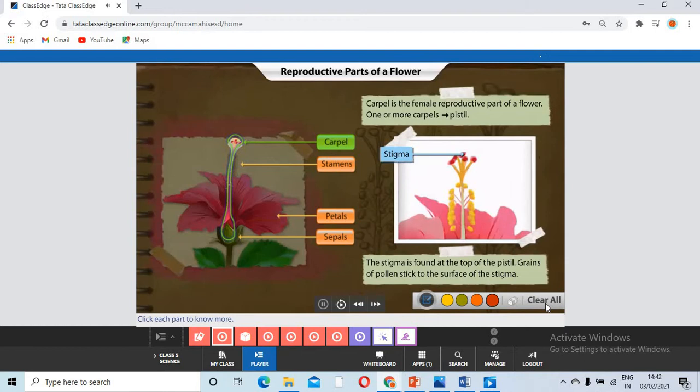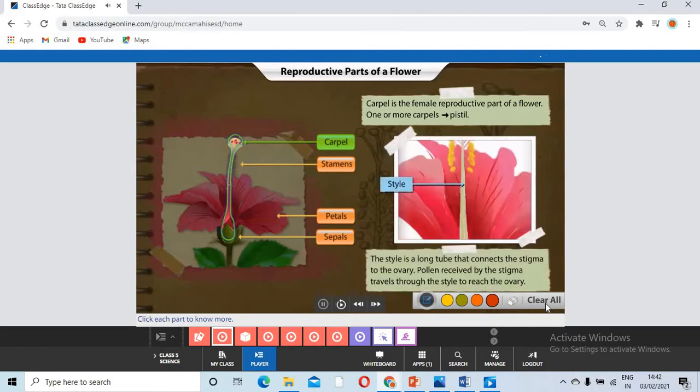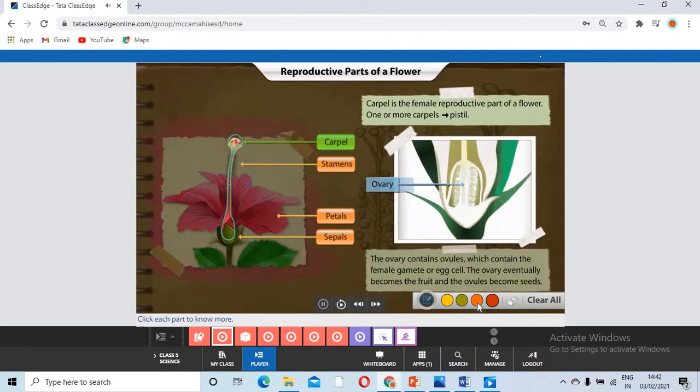The stigma is found at the top of the pistil. Grains of pollen stick to the surface of the stigma. The style is a long tube that connects the stigma to the ovary. Pollen received by the stigma travels through the style to reach the ovary. The ovary contains ovules, which contain the female gamete or egg cell. The ovary eventually becomes the fruit, and the ovules become seeds.